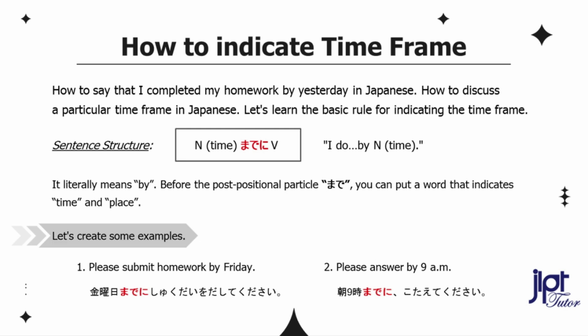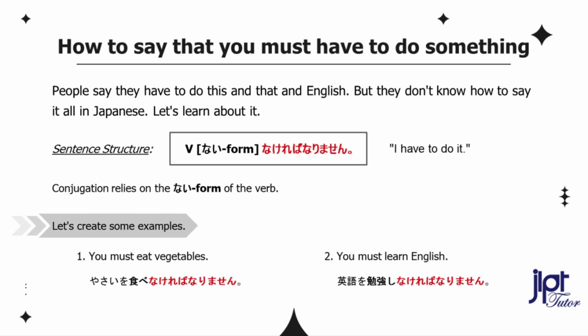How to say that you must have to do something. People say they have to do this and that in English, but they don't know how to say it in Japanese. Let's learn about it. We will use V, nai form, which means have to do, must do. It means the person must do something.